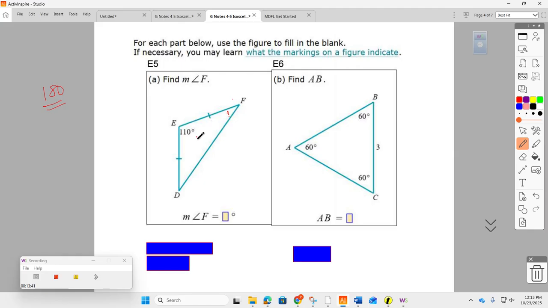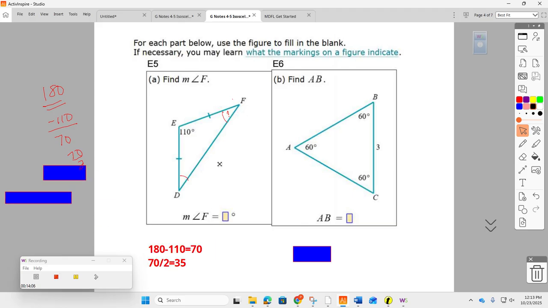Perfect. So we know that this angle and this angle have to be congruent. So Elizabeth says, take that 110, that first angle, and subtract it from 180. And now that's 70 degrees. It has to be split evenly because they have the same measure. So now 70 divided by 2, I think I already have that written over here, and that would give us a measure of 35 degrees for angle F, and for that matter, angle D, right? So it's 35 degrees.